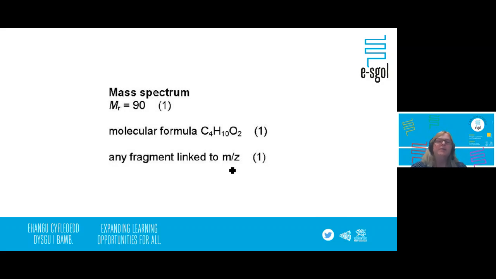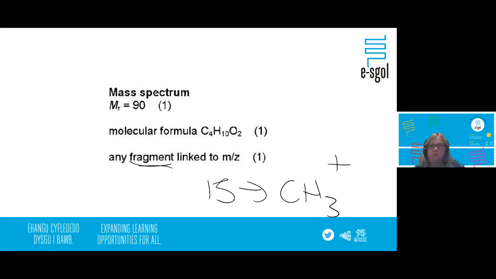It says that you needed also to refer to any other fragment. So, for example, I would have said that the 15 one is likely to be down to that methyl. Don't forget the positive charge. So don't just focus on the molecular peak. Mention a few others if you can.